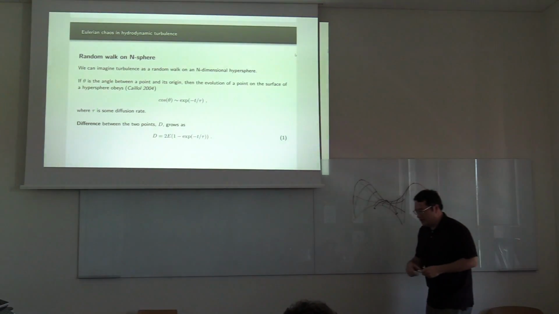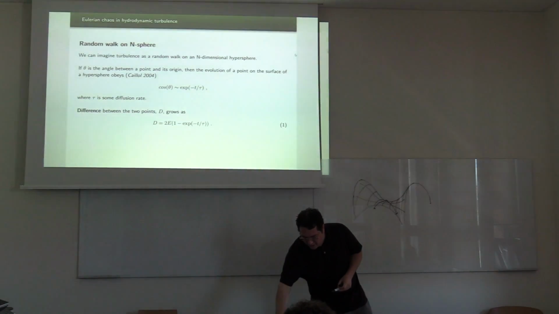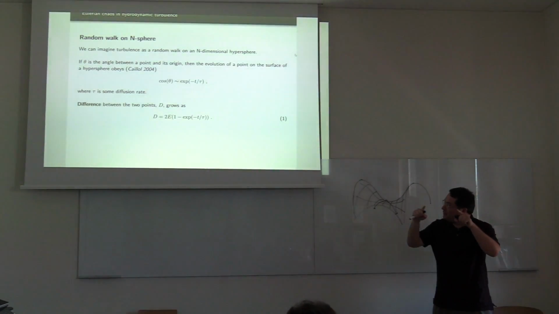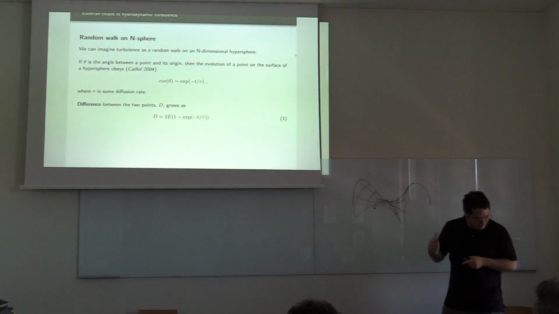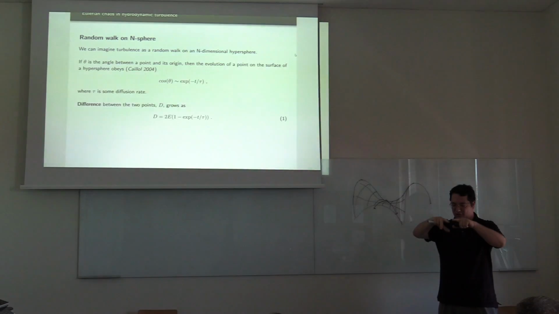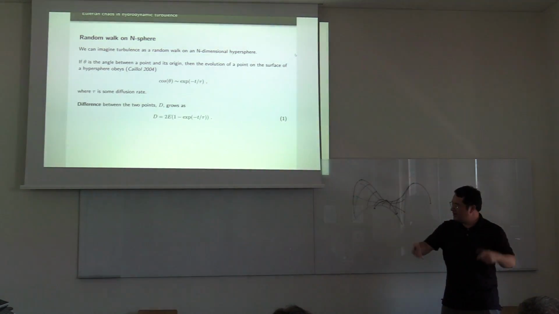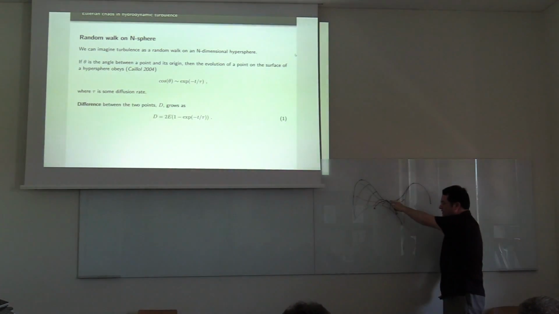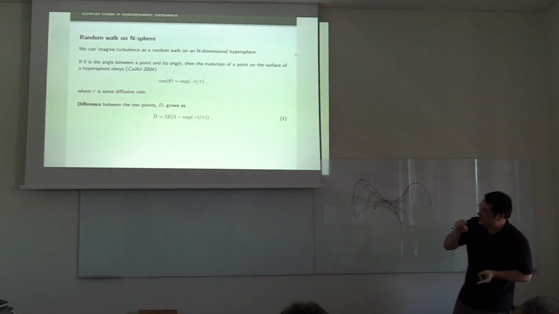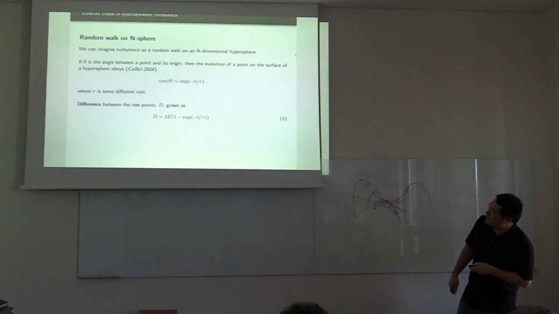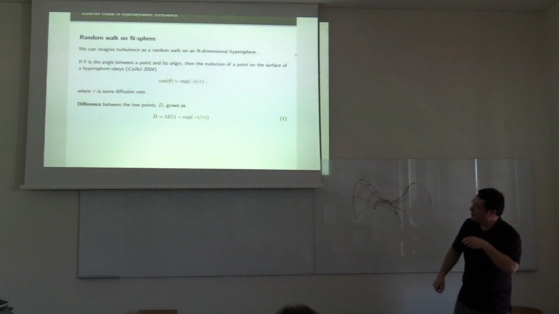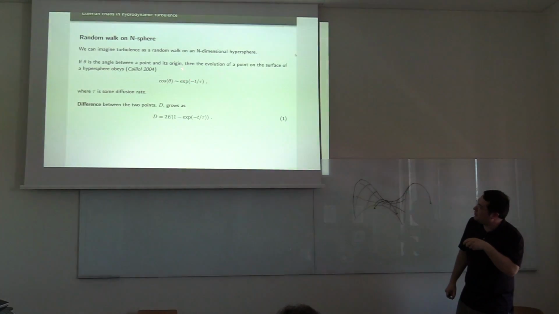Now, compared to that picture, the turbulence has constant energy. So instead of it being a flat space, we can imagine turbulence as a random walk between these chaotic saddles, and it will be a random walk on an n-dimensional hypersphere because we have constant energy. Someone else has worked out that if theta is the angle between the point and its origin, undergoing a random walk on an n-dimensional sphere, then cos theta goes as an exponential of time.